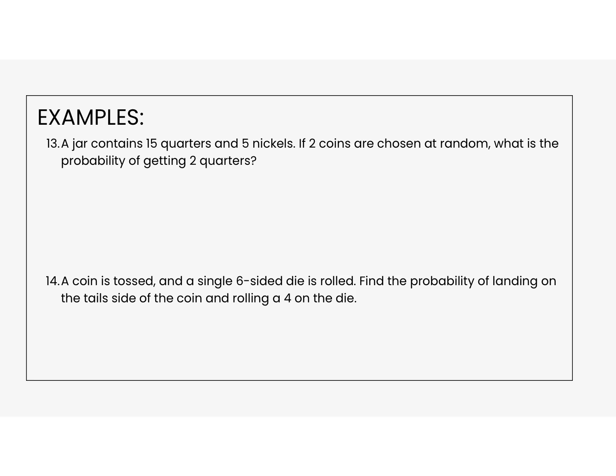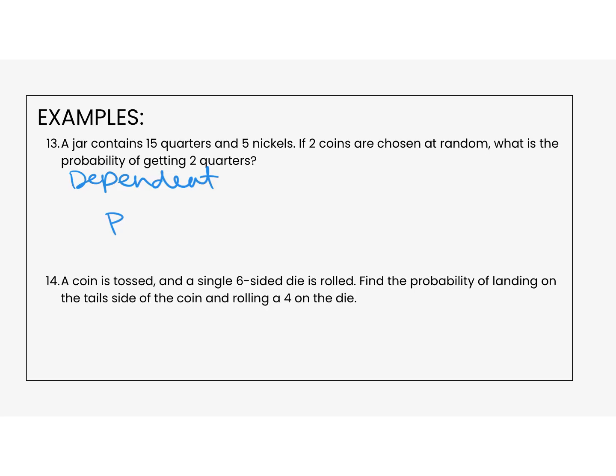13, a jar contains 15 quarters and 5 nickels. If 2 coins are chosen at random, what is the probability of getting 2 quarters? Okay, now this would be a dependent event because we're not replacing them. So I'm taking out 1 coin and then I'm taking out another coin. So the total gets smaller the second time because I've already removed 1 coin. So these are dependent.